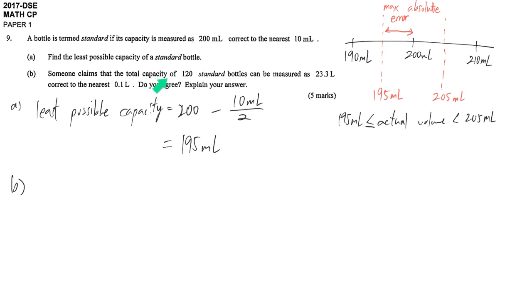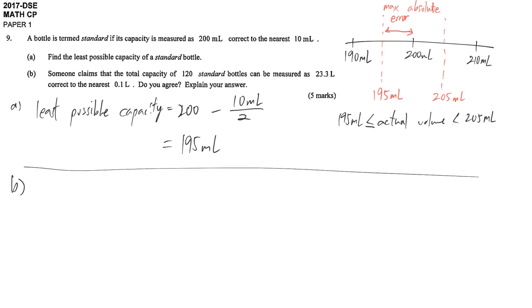Part B, they say that the total capacity of 120 standard bottles, that means this situation, can be measured as 23.3 liters, correct to the nearest 0.1 L. Do you agree? I strongly suggest your strategy should be to calculate the actual volume of 120 standard bottles, and after that, follow this criteria to round off the results and see whether it can be this value. I think this is the clearest method.